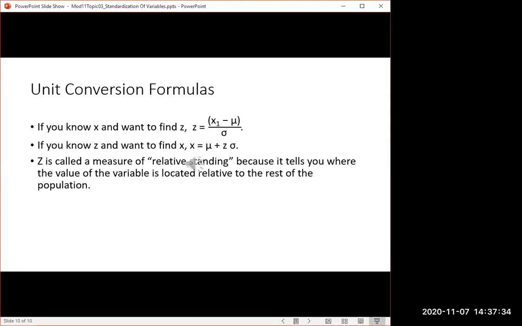Okay. Anyway, just to recap, what is this z all about? It's a measure of relative standing. It tells you where your x value stands relative to all the other x values in the population. That's it.